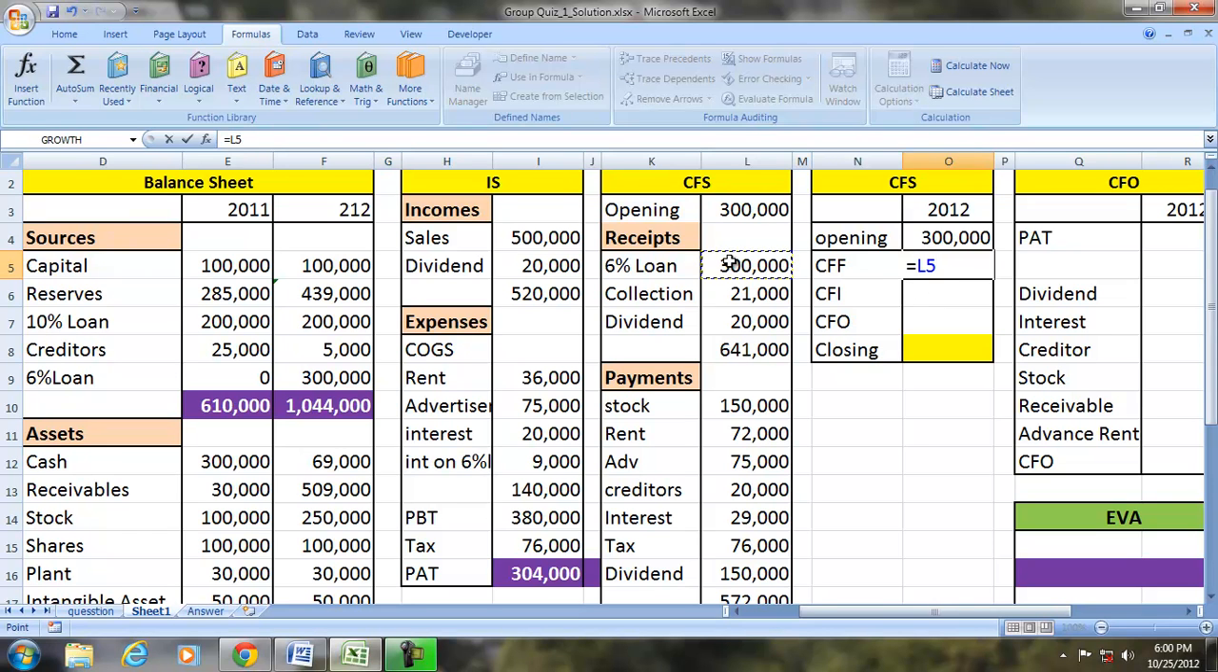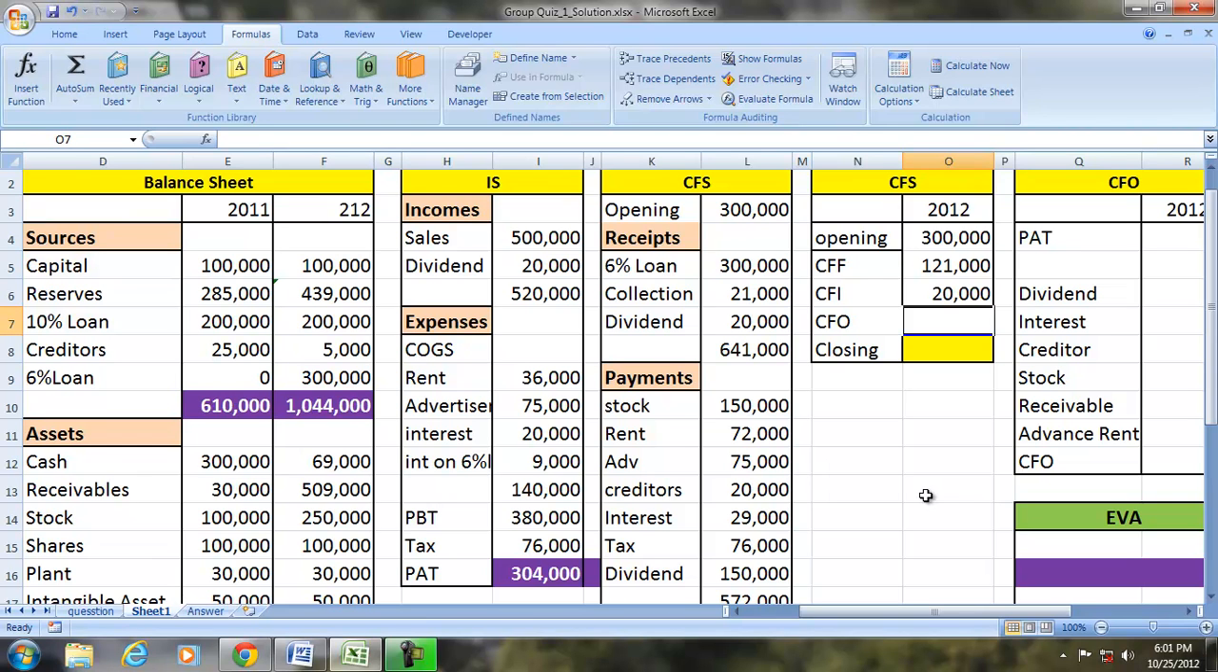Cash from financing is the loan raised minus the interest minus the dividend. That is a cash from financing decision. Loan raised minus interest minus dividend is the cash flow from financing. Cash flow from investment, in this case, is only the dividend received, with no purchase of assets or investments.